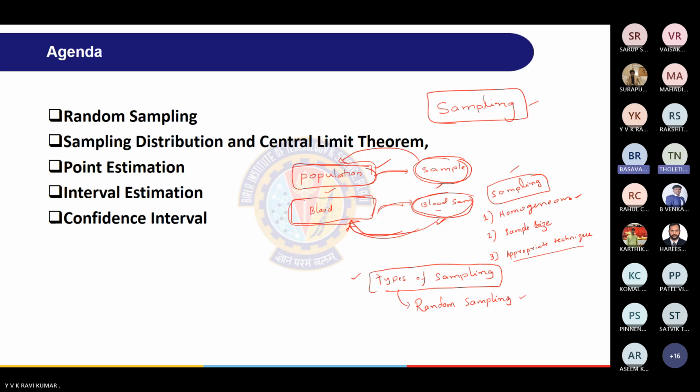We have to randomly select some items out of the population. Randomly select means every element has an equal chance of being included, right? There is no bias. That is what is meant. There is another sampling which is very prominent and popular when you work with data, that is stratified.